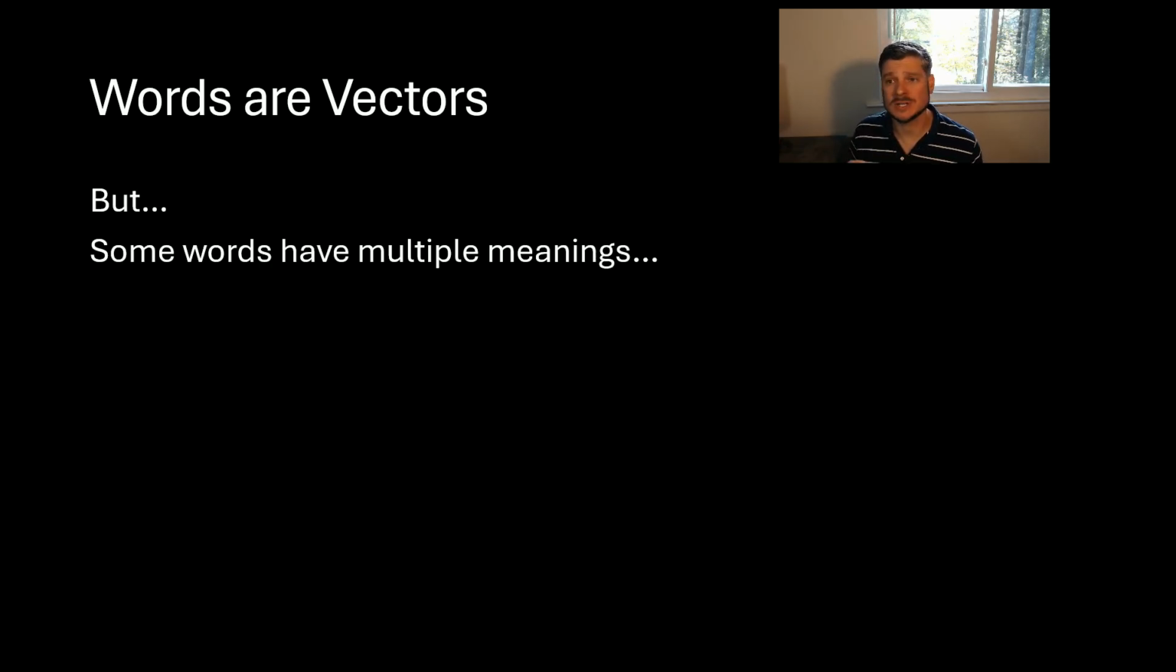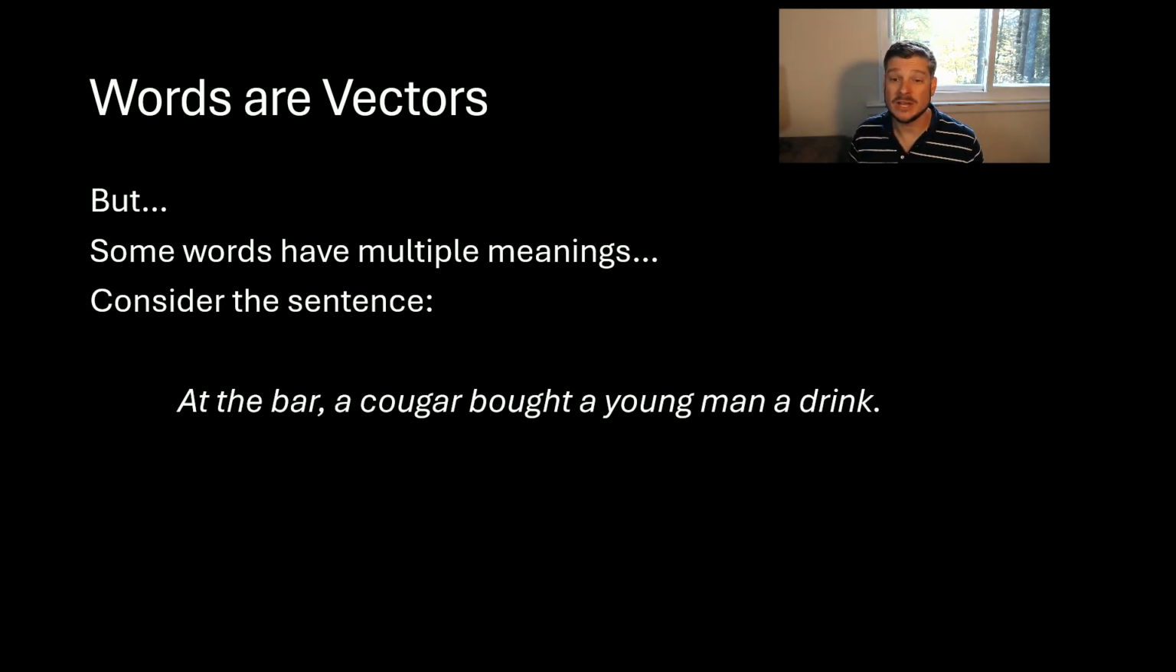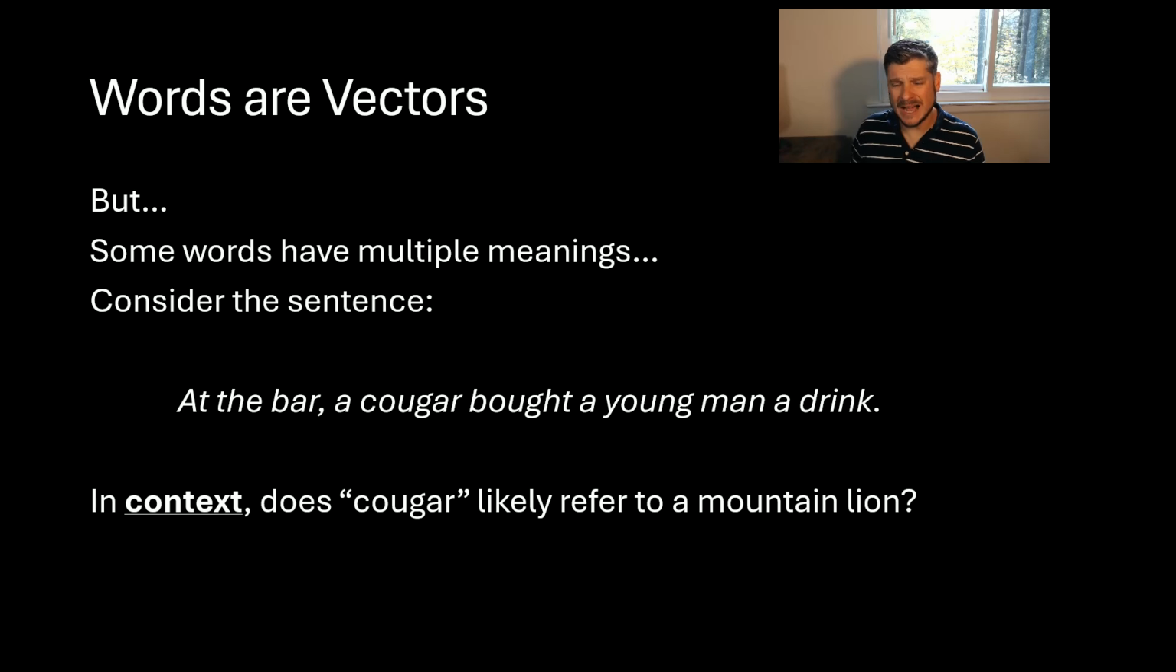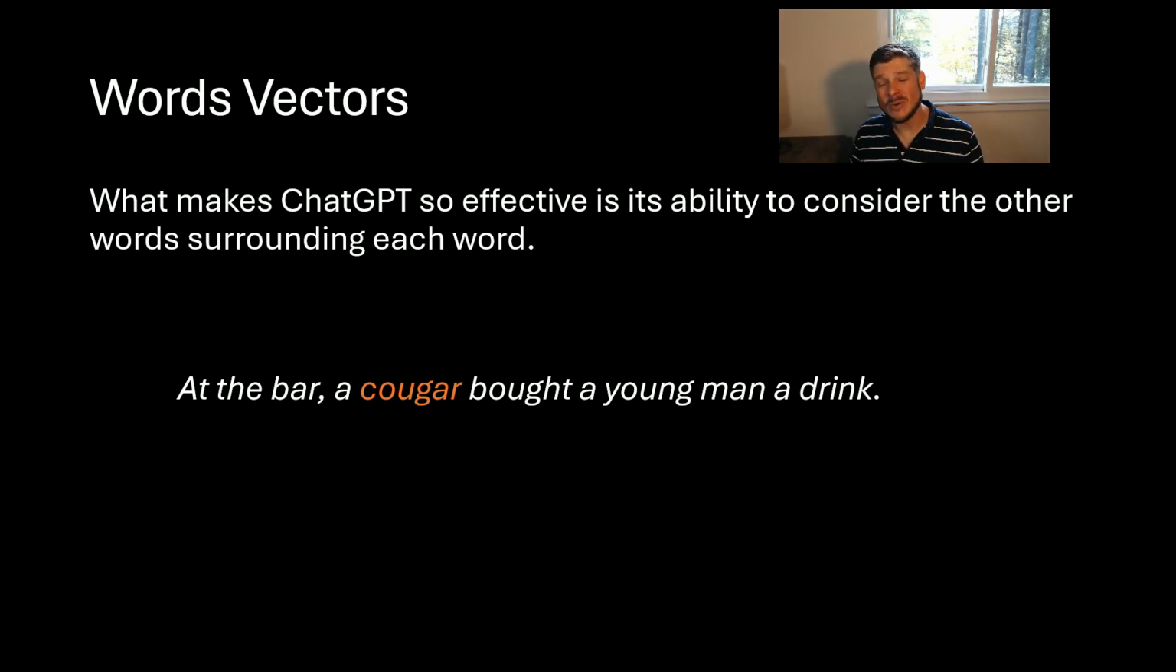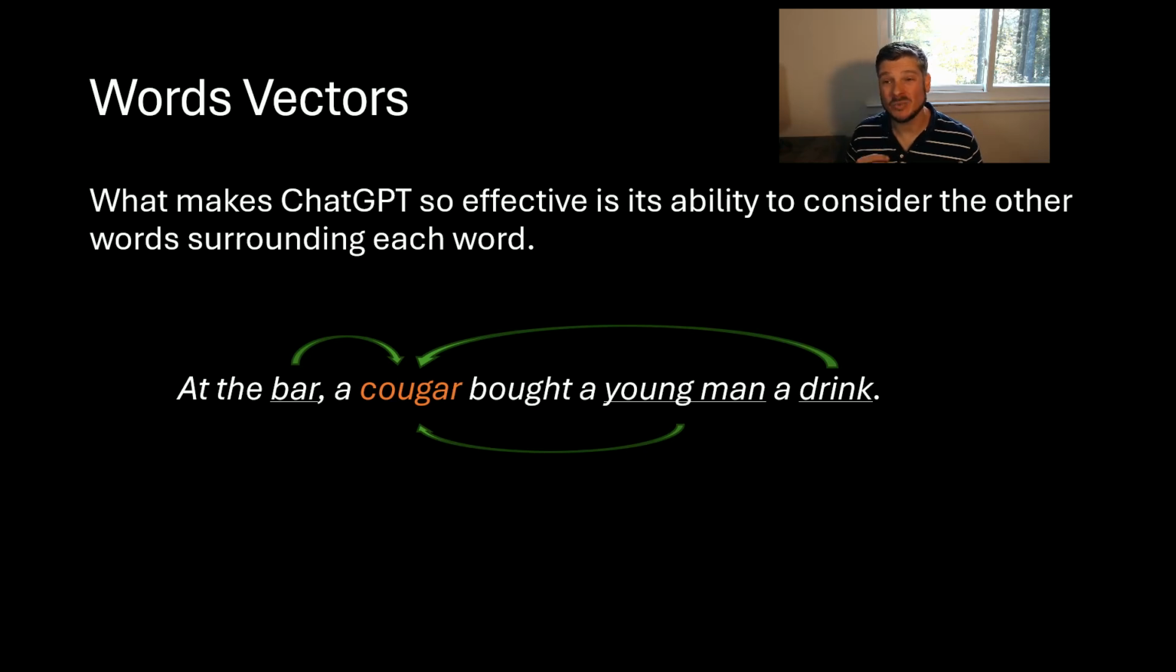But some words have multiple meanings. So consider the sentence, at the bar, a cougar bought a young man a drink. Now, in context, does cougar likely refer to a mountain lion or a puma? Well, I don't think so. I don't think a mountain lion is going to the bar to buy young men drinks. So what makes ChatGPT so effective is that it has the ability to consider the other words around it when determining what the word actually means. So when I look at that word cougar, ChatGPT is going to look at some of the words around it, like bar, young man, drink, and it can take those words and update the meaning of the word cougar based upon the words around it. And this is how ChatGPT builds context for what we actually mean when we type in our inputs.